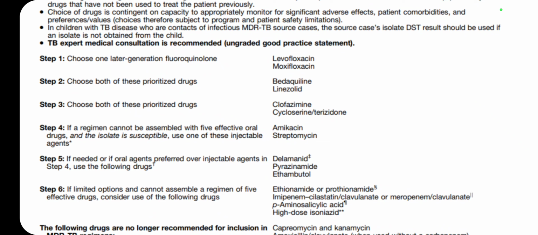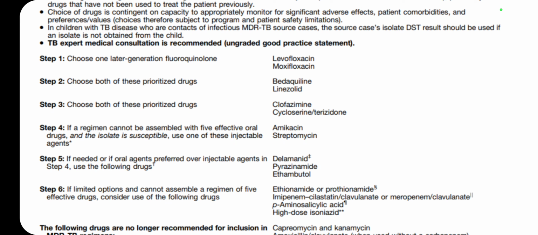Step 4. If a regimen cannot be assembled with 5 effective oral drugs and the isolate is susceptible, use one of these injectable agents: amikacin or streptomycin. Step 5. If needed, or if oral agents are preferred over injectable agents in Step 4, use the following drugs: pyrazinamide, ethambutol, or delamanid.